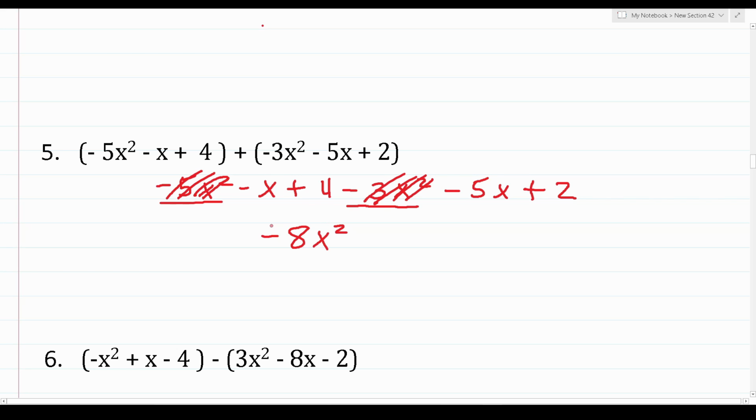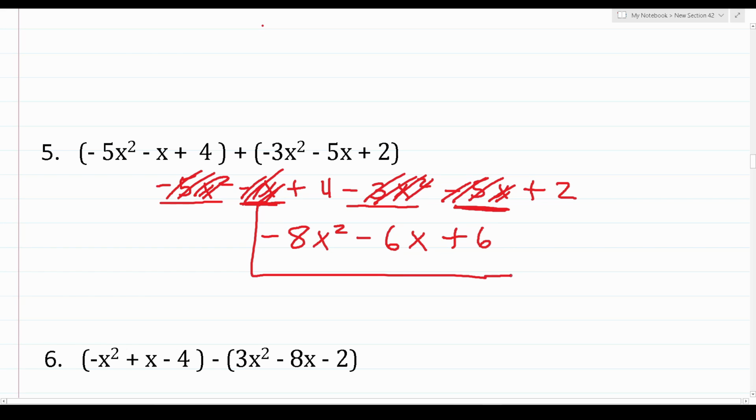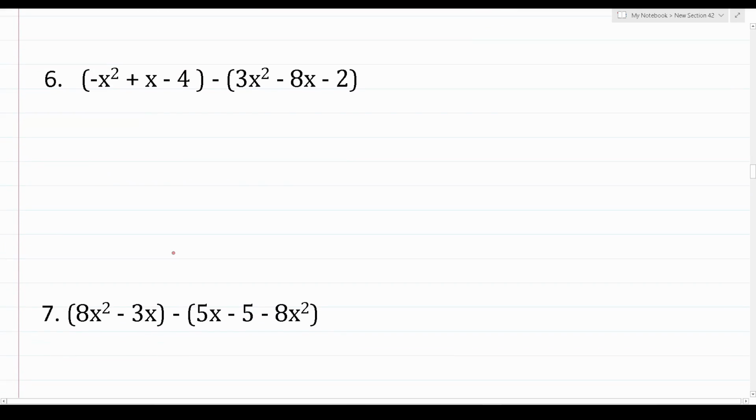Next, we have the letter variable x raised to the first power. And we can see that its like term is right here. We have negative x and negative 5x. If we combine those, that becomes negative 6x. And now we can cross them out. And then we have 4 and 2, which is just 6. All right, let's go ahead and move on to number 6 now.